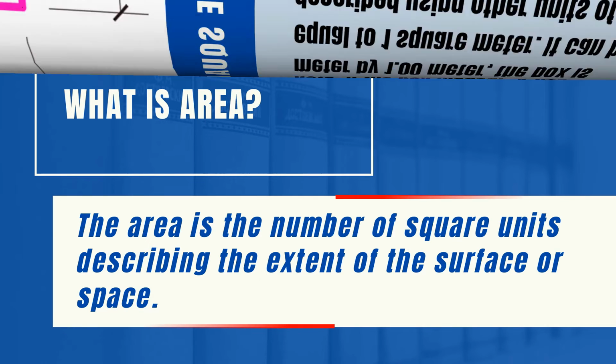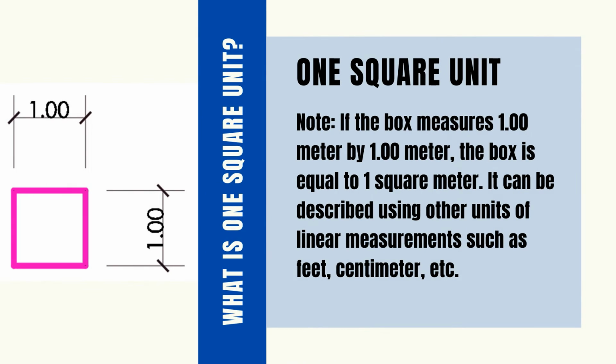What is a square unit? It is the extent of a square measuring 1 unit by 1 unit as highlighted in the figure shown. The units can be in meter, inch, foot, etc. When the unit used is meter, the square unit is described as 1 square meter. This idea is also applicable to describe the space using other units of linear measurements.